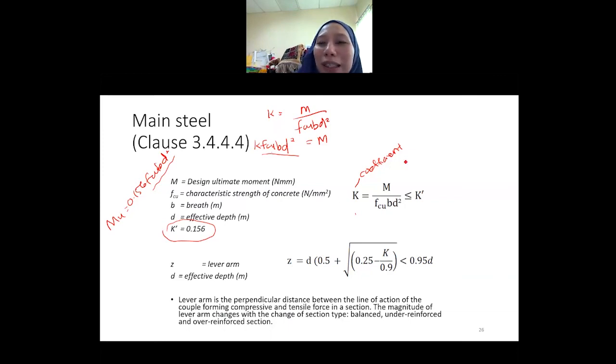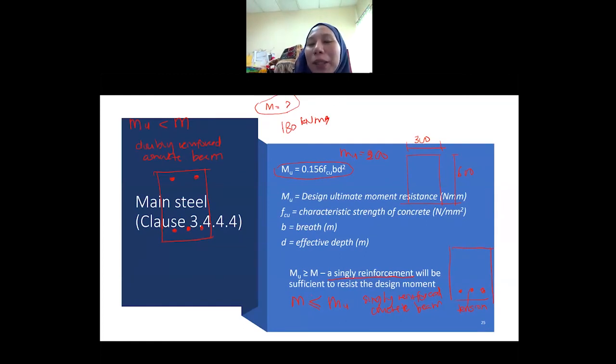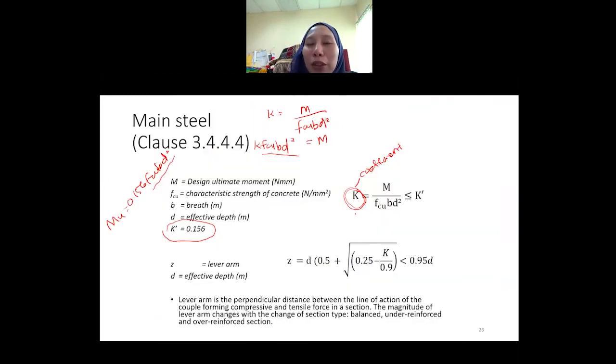Sebenarnya, sekarang kat sini kita tengah cari K. Kenapa kita nak cari K ni? Sebab kita nak kira Z. Tapi K ni dia tak sama dengan 0.156 sebab dia tak maksimum. Sebab kita tengok kat sini tadi, kita memang tahu M less than MU. Meaning kalau M sama dengan MU, maksud dia K kita adalah 0.156. Tapi M kita tak sama dengan MU. So bila dia less, maksudnya K kita pun lain lah. That's why kita kena kira K.